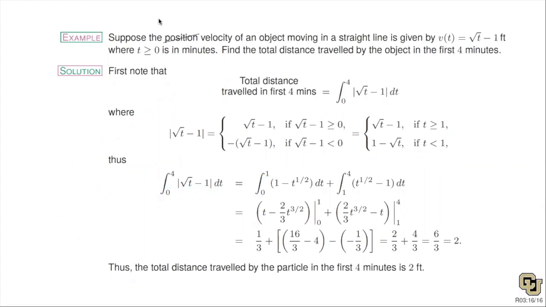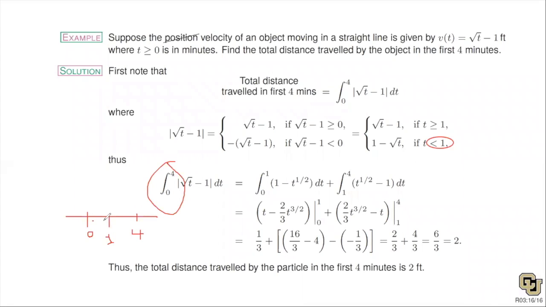And so now if you look at the definition here, the function changes what it looks like around the number 1. So if I'm to the left of 1 or to the right of 1, that'll change what the function looks like. And I'm integrating from 0 to 4. So I have to break this integral up. Between 0 and 4, we're crossing 1, and the function changes its definition at 1.